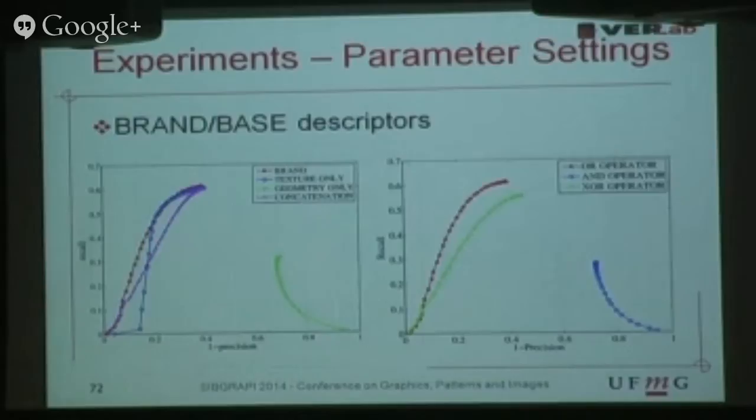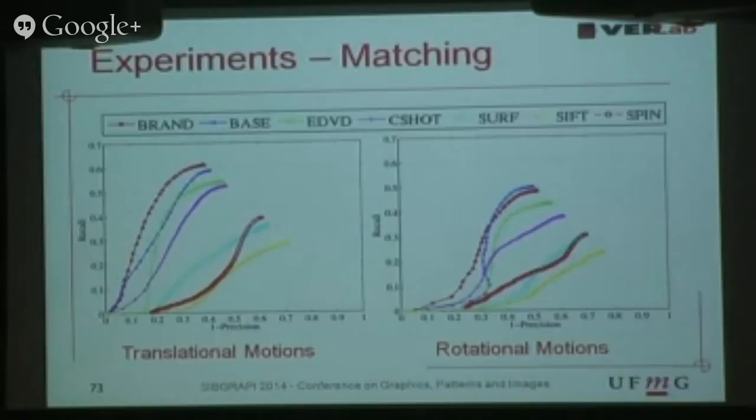And this is how it performed as far as the recall and 1-minus precision curve. So you can see that BRAND performed well. It's interesting to note this blue line here has to do with using texture only. So it's somehow close here. It's not that bad. And this is for the matching of the descriptors for BRAND, BASE, and EDVD compared to C-SHOT, SURF, SIFT, and spin images. You can see that BRAND, BASE, and EDVD perform better than C-SHOT. At that time, that was the state of the art for both translational motions and rotational motions.